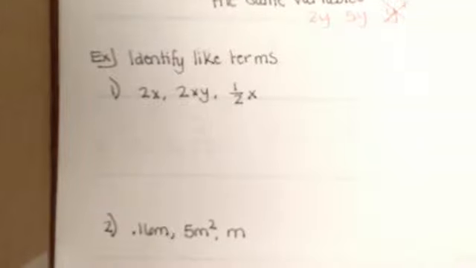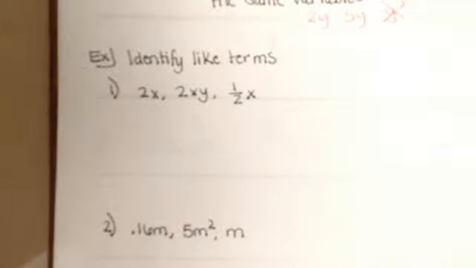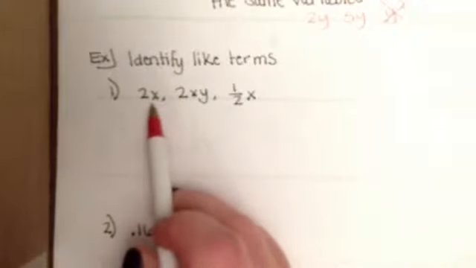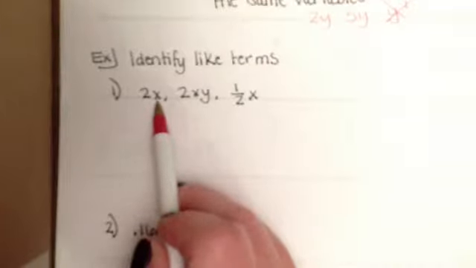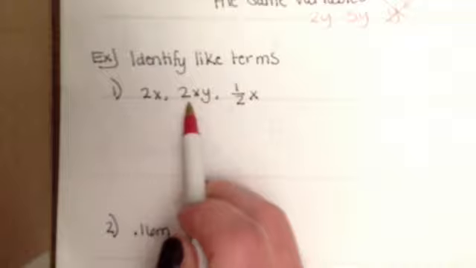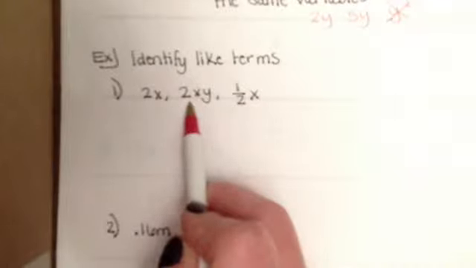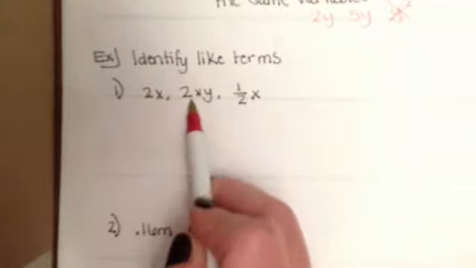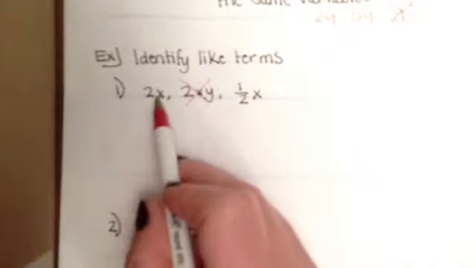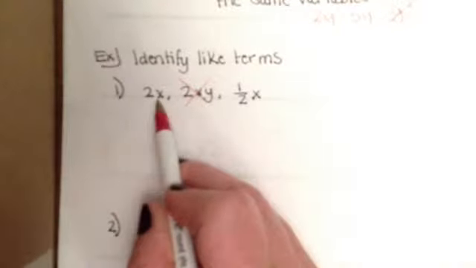So let's look at this first one together. Alright, I would like us to identify the like terms. So identify the pieces that have the same variable. So if I look at 2x, is there another piece that has an x? 2xy has an x, but what else does this have? It has a y. So do these two match completely? No. 2xy does not match because it has a y and this one does not.